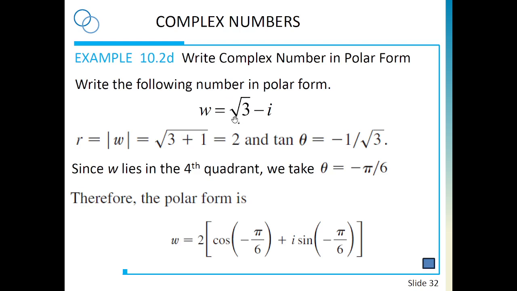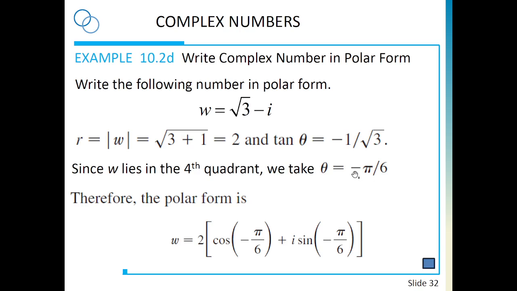So first a squared, so that would be 3, plus (-1) squared, so 3 plus 1 is 4, radical is 2, so we have our r, the modulus. Then tan of the angle is -1 divided by radical 3, so b divided by a. We know that our angle needs to be in the fourth quadrant, so either you use the negative angle or you can add 2 pi and write it as 11 pi over 6.